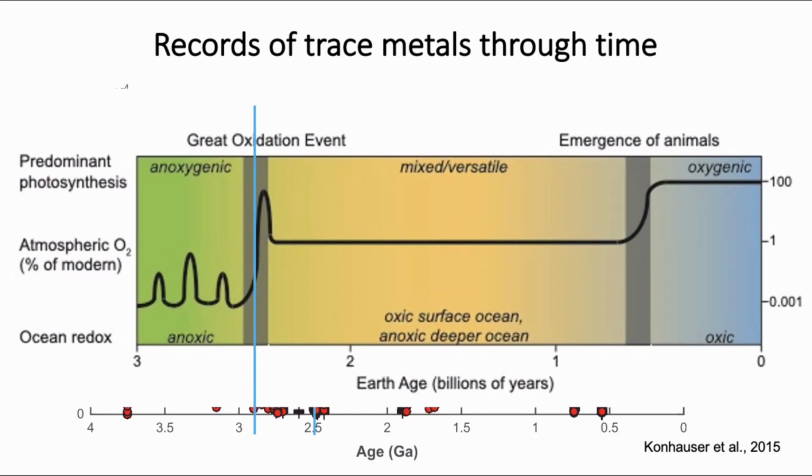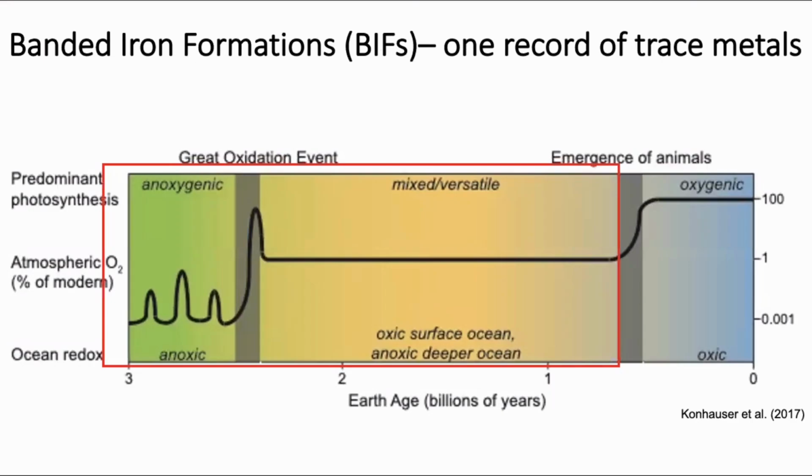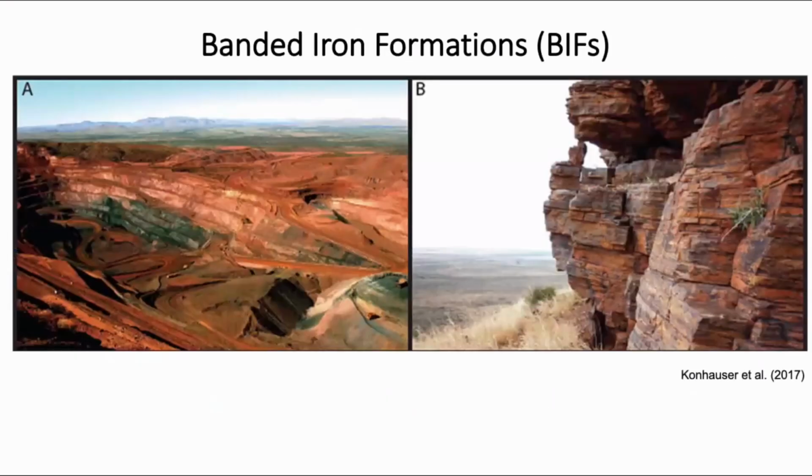One of the main records that we have of trace metals through time are called banded iron formations. These are massive deposits that are laid down primarily during the Precambrian, a time in which there was limited to no oxygen. There are these massive deposits of iron oxides, so they look rusty, right? That reddish, orangish color. They're found all over the globe. They are different sizes. They span that entire time period.